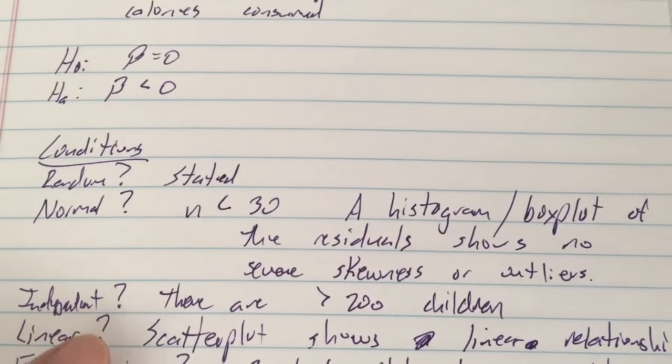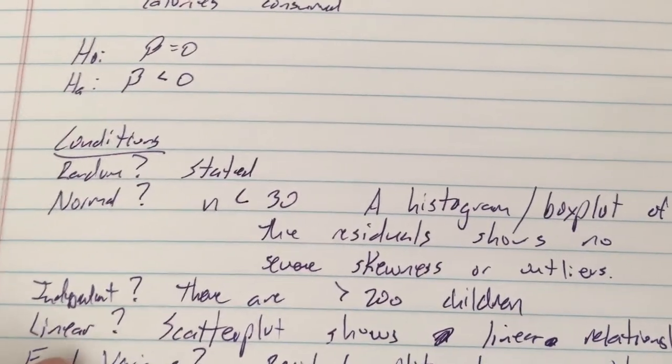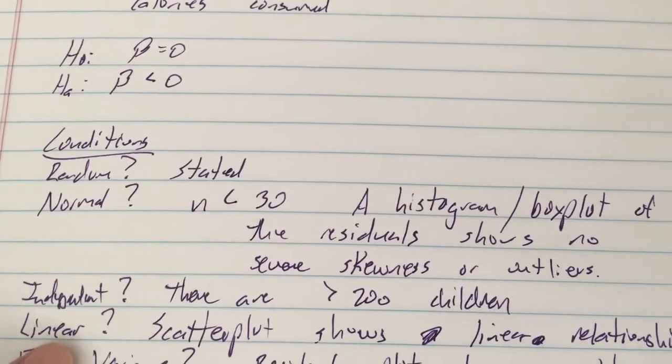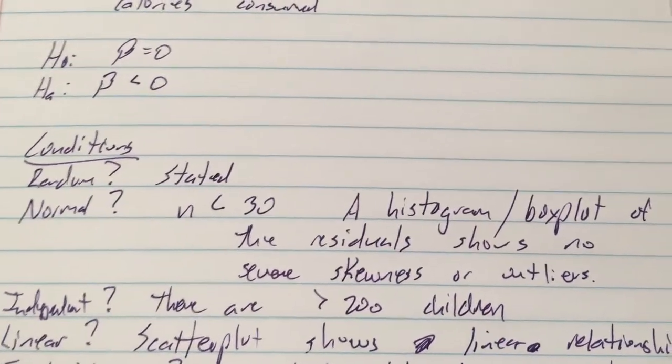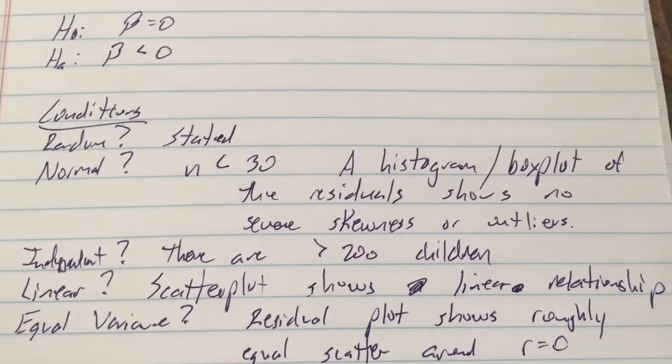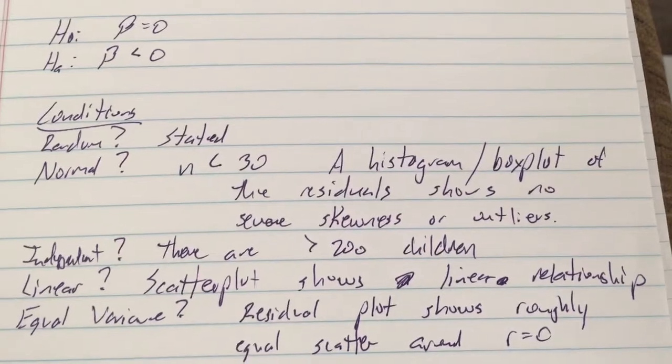Independent, 10% rule, yes, there are more than 200 children. Is it linear? So this is a new one. Yes, they did give us the scatter plot, and the scatter plot shows a linear relationship. You can see that in the book.